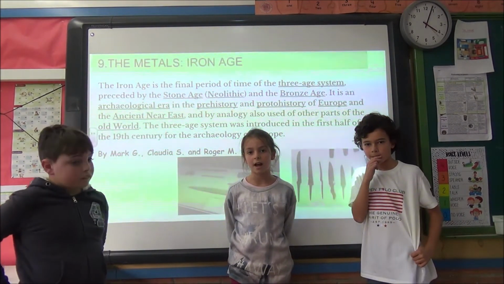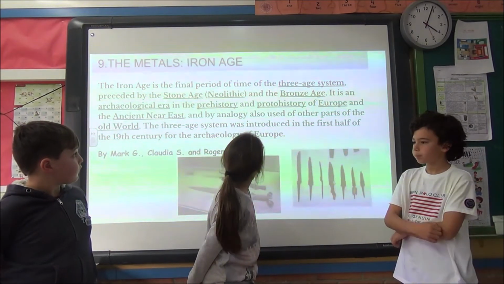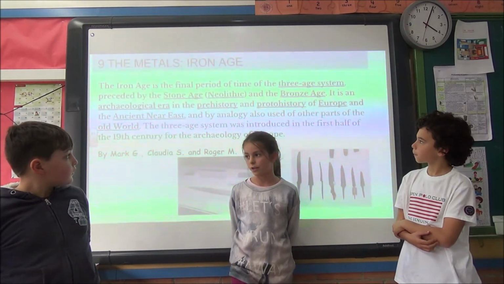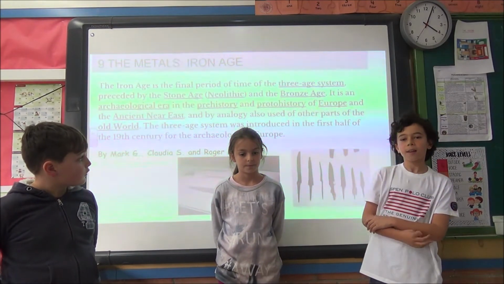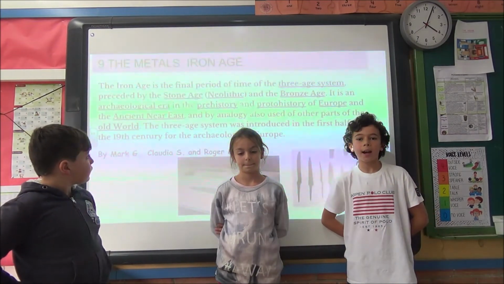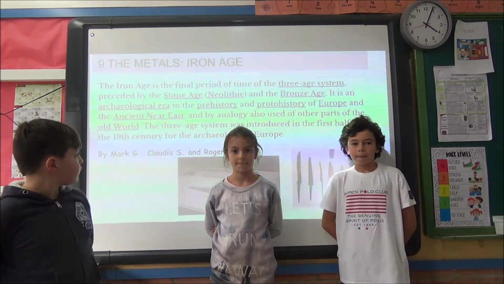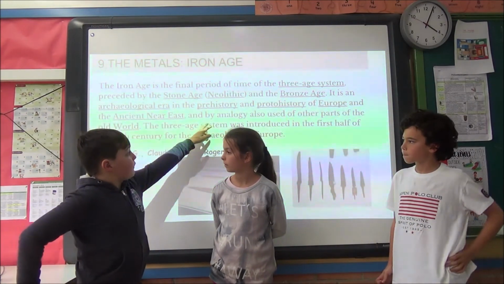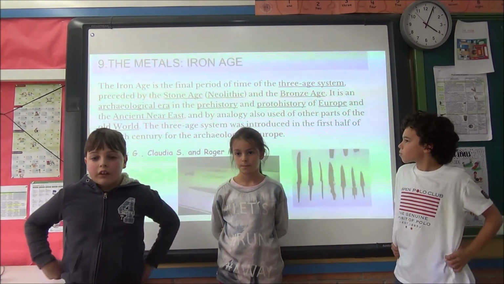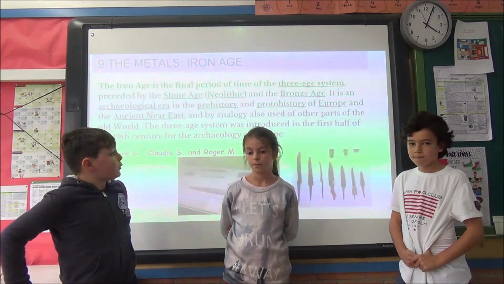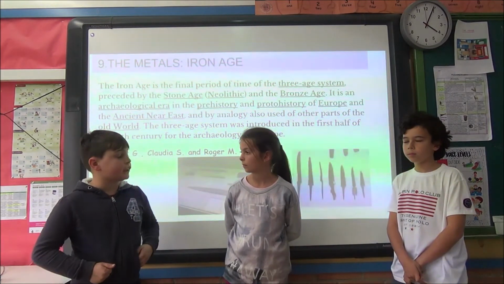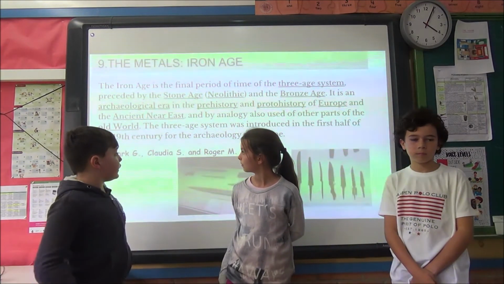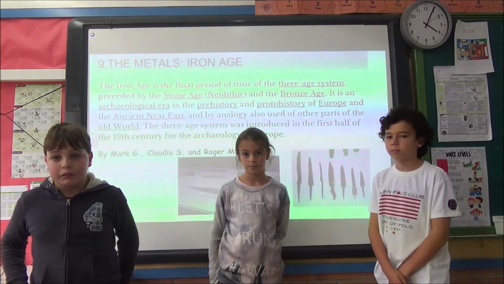We are going to present the metals, the Iron Age. The Iron Age is the final period of the three-age system, preceded by the Stone Age and Bronze Age. It is an archaeological era in the prehistory and protohistory of Europe and the Near East, and by analogy also used of other parts of the Old World. The three-age system was introduced in the first half of the 19th century by the archaeologists of Europe. And that's all.